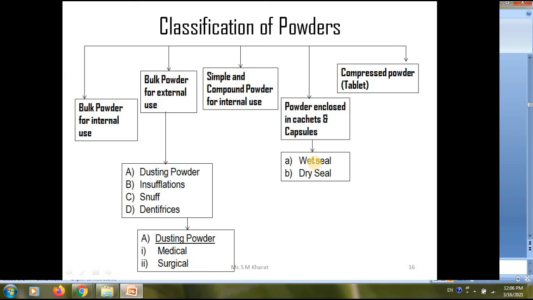There may be a question to distinguish between simple powder and compound powder for internal use. This kind of question may come as a short answer question. So this is the third class. Then powder enclosed in cachets and capsules, and the final one is compressed powders. So this is your classification of powder. In the next lecture we are going to see each and every class in detail, along with examples in each class. So today we will stop here.